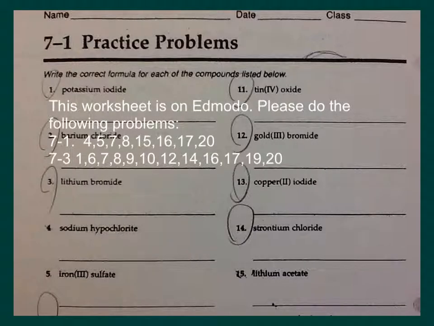Okay, it's time to practice. So this worksheet should look familiar to you. It's the one that we did yesterday in class. And so I'd like you to do the problems that we did not do in class. And these will be ones that may or may not require a Roman numeral, and they may or may not use polyatomic ions. You decide. And it'd be okay if you wrote these on your random practice paper. Again, this is on Edmodo.